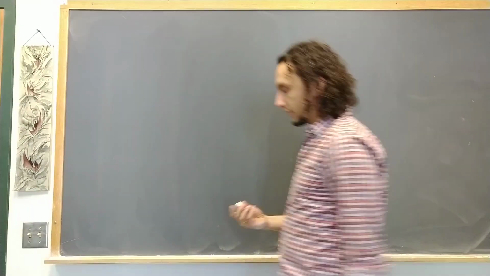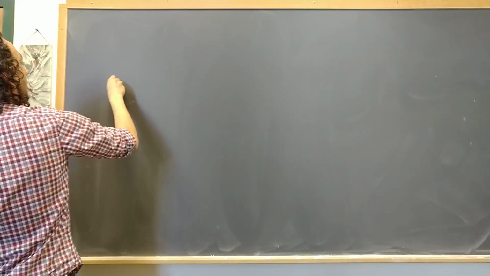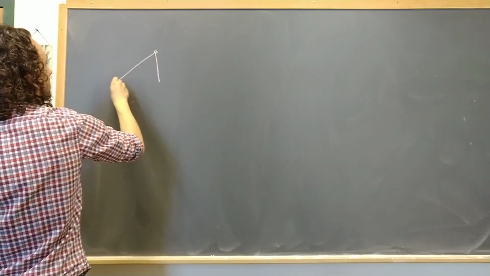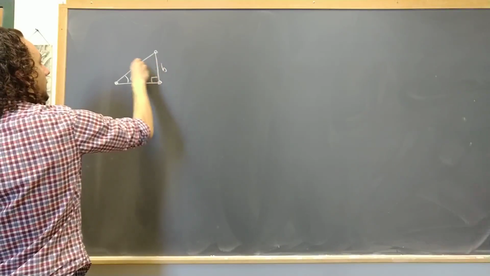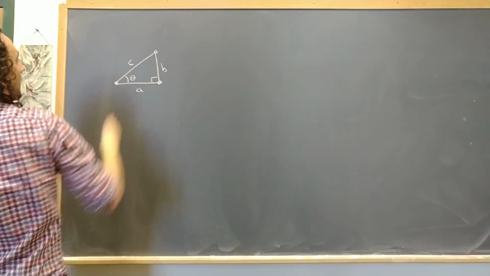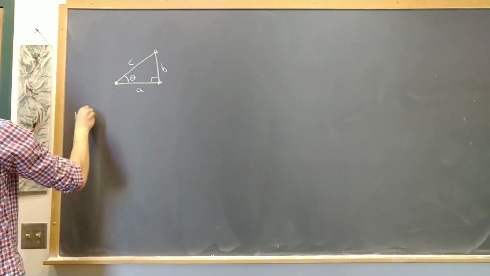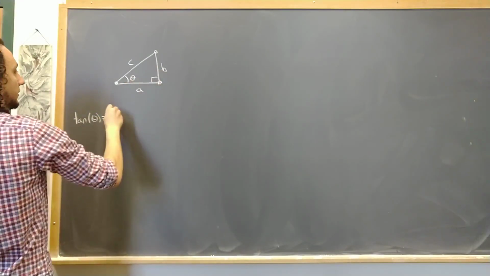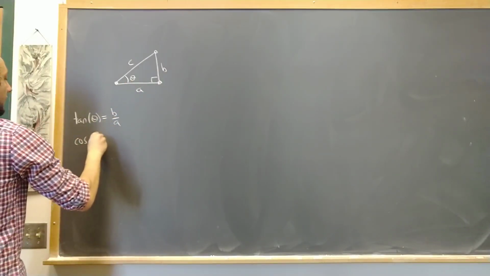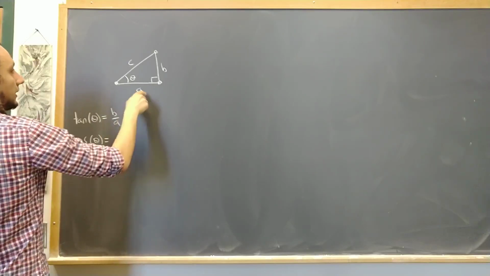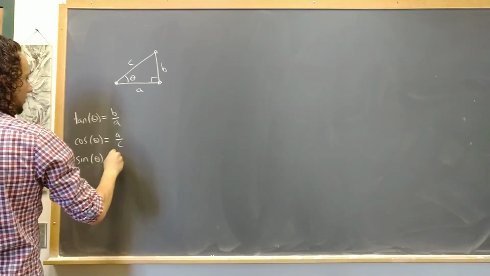So in a previous video, I talked about trigonometric ratios, and I drew a picture of a right-angled triangle with angle theta, side lengths A, B, and C. And we talked about how trigonometric ratios, for example, the tangent of theta, is just given by B divided by A. And the cosine of theta is given by adjacent over hypotenuse, A divided by C. And so on for the common trigonometric ratios.